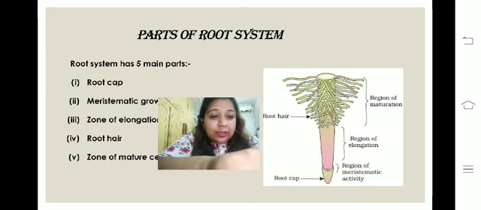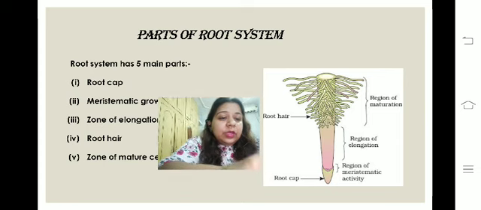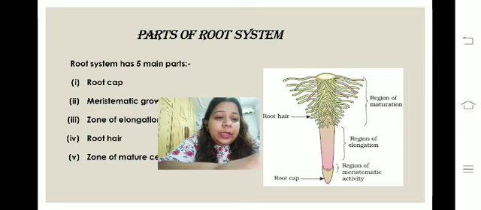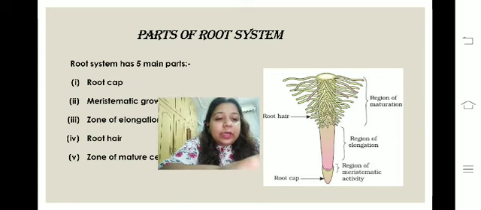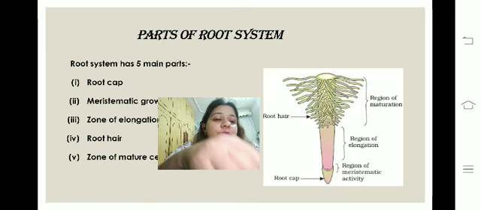You can see here that there are five main parts of the roots. It starts from the top, the part which is starting from the ground, and it penetrates deep down inside the soil. So the first part of the root system is the root cap.